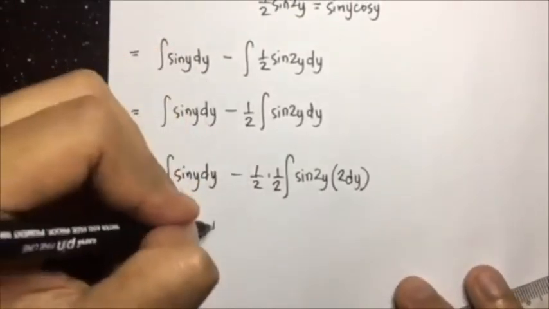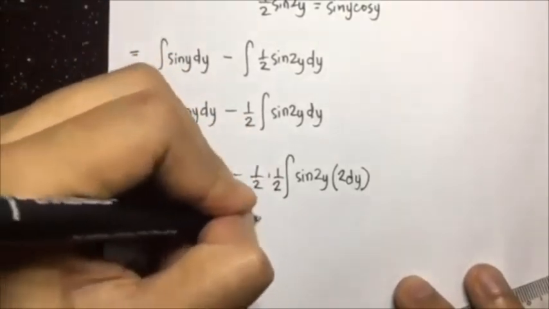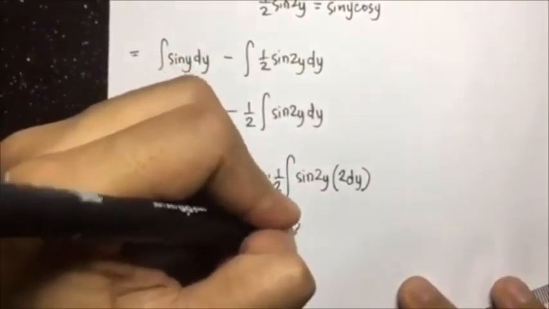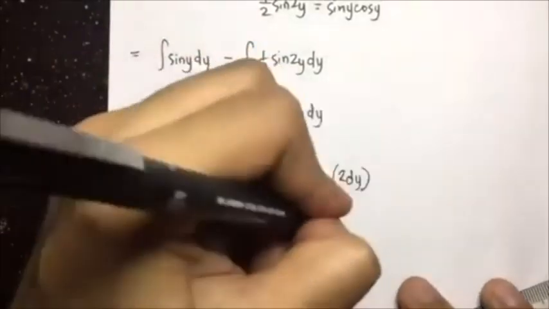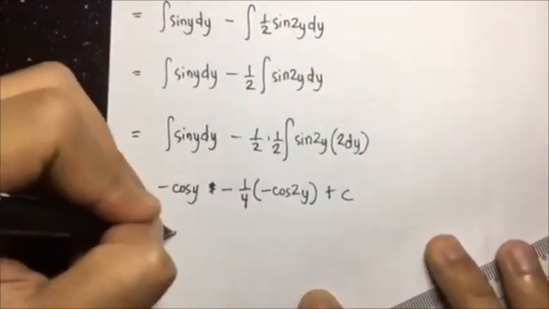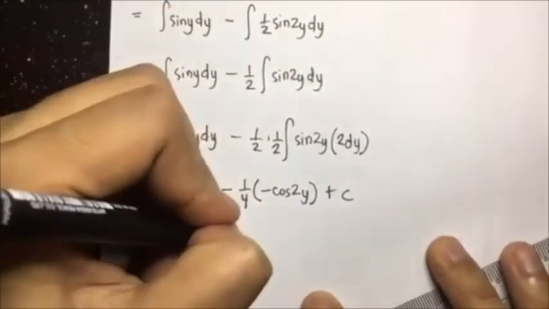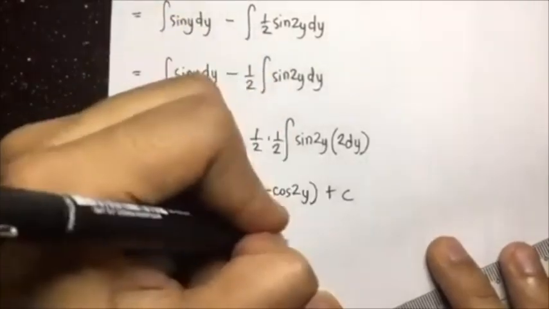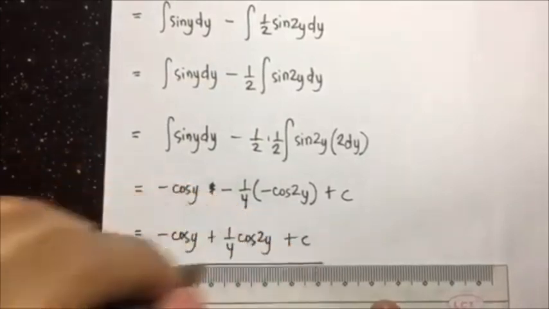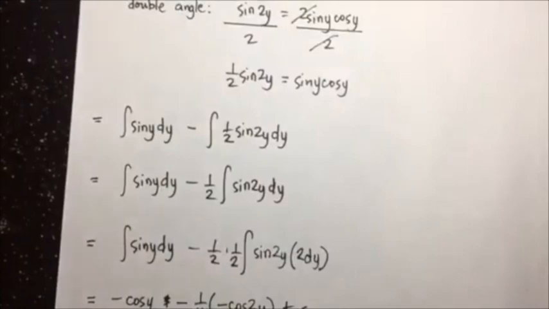Okay, so this will become integral of sine y dy, so nothing has changed, it's negative cosine y. However, here, we'll have minus 1/2 times 1/2, that is 1/4. The integral of sine 2y is negative cosine of 2y plus c. So simplifying the answer, we will have negative cosine of y plus 1/4 cosine of 2y plus c. Okay, so we have 3 sets of answers for the third problem.